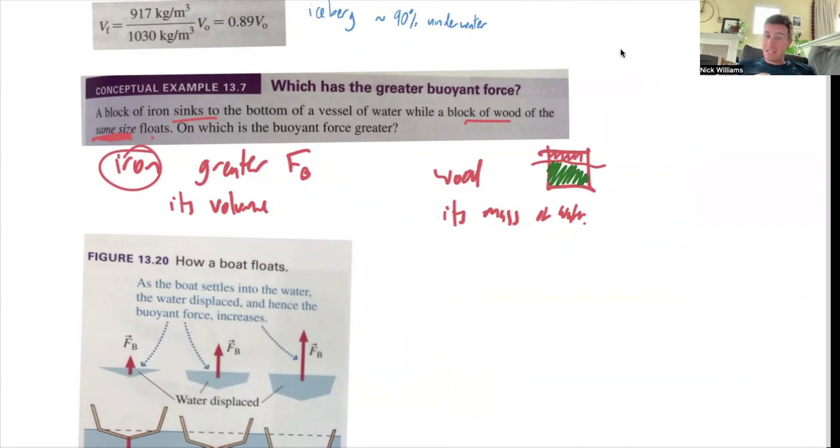While the iron of the same size displaces all of its volume. The wood doesn't displace all of its volume, but the iron does. So the iron is displacing greater amounts of liquid, greater amounts of fluid, and thus has a greater force of buoyancy. Okay.